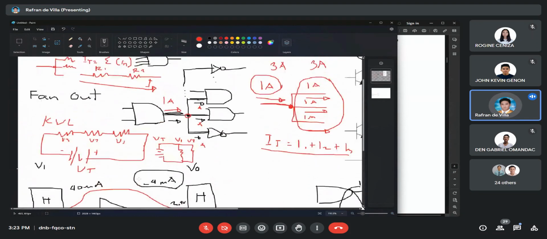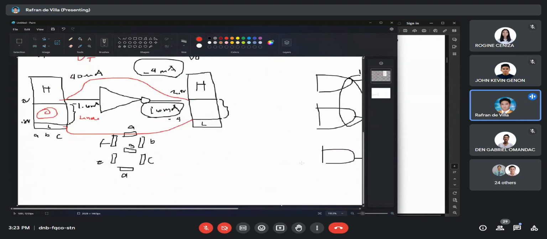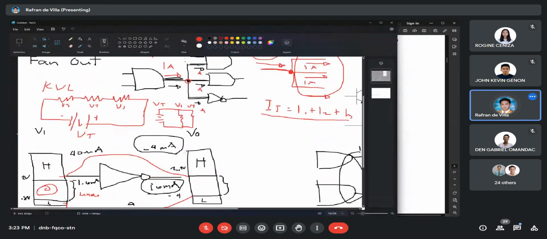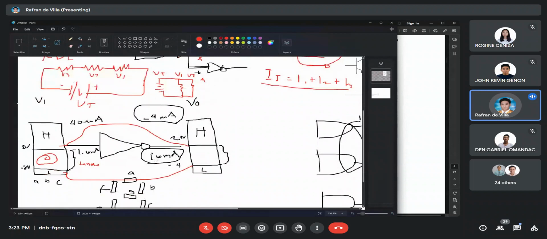Now, how will we use that idea here? Okay? In the concept of fan out. As I stated earlier, this will be generating this amount of current. And if you connect an inverter to its output, how many inverters can it control? Okay, so how do we compute that? Let's see how many 1.6 can be broken down from 16 milliamperes.